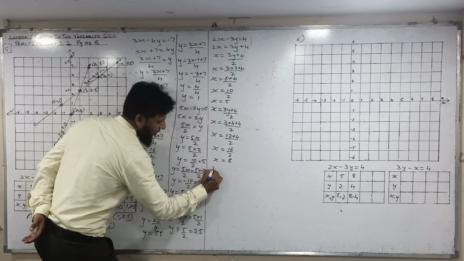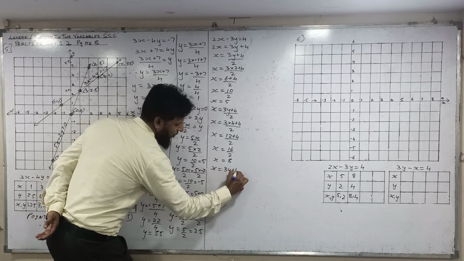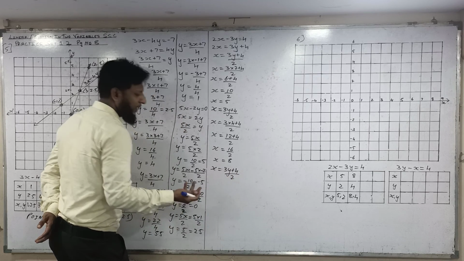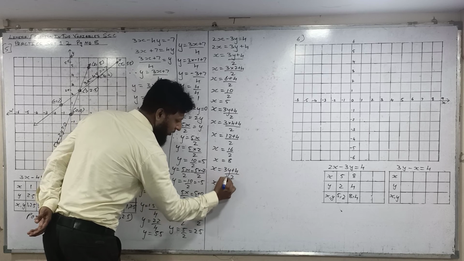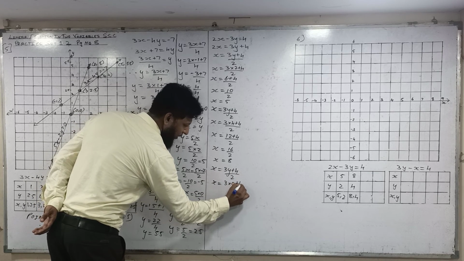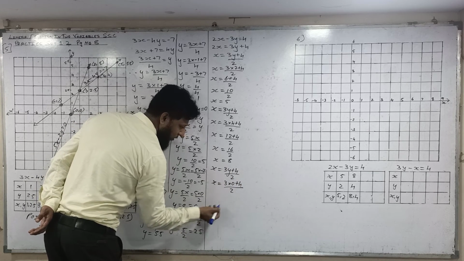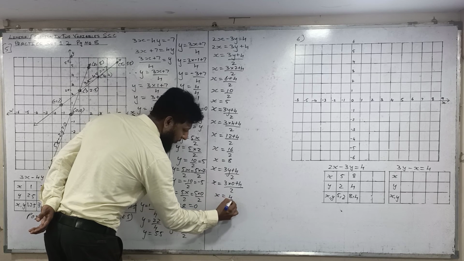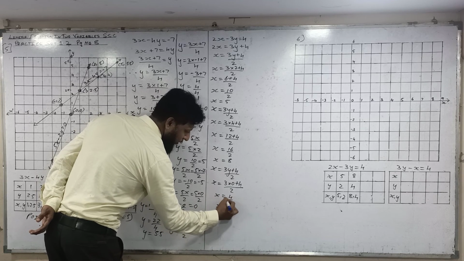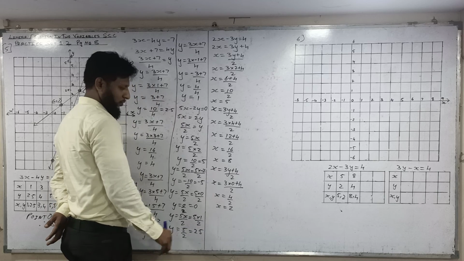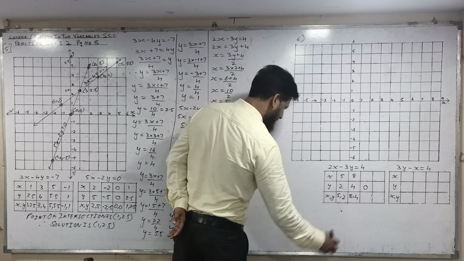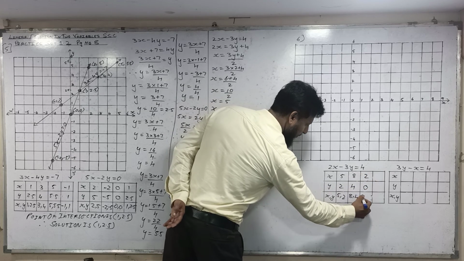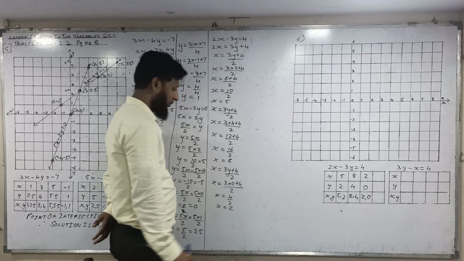Again x is equal to 3y plus 4 upon 2. Now take negative value or 0, you can take 0 also. First we will take 0. y value 0 plus 4 upon 2. 3 zeros are 0. x is equal to 4 upon 2. x is equal to 2. So y value 0, then x value 2 after solving, 2 and 0.